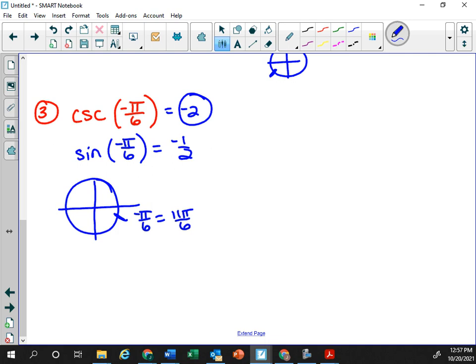I'm confused. 11 pi over 6. Isn't the y value negative? Nope. It's negative 1/2. Look at your pi over 6. What do you have? Yeah, the pi over 6 has 1/2 as the y value. Right. So all the over 6s should have 1/2 as a y value. You just have to decide if they're positive or negative.